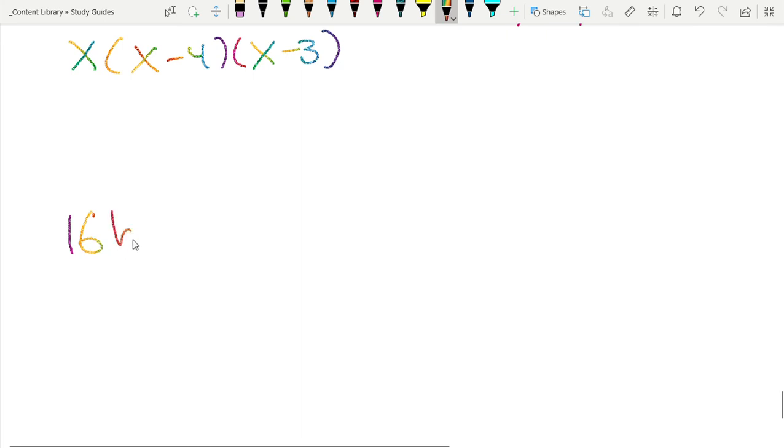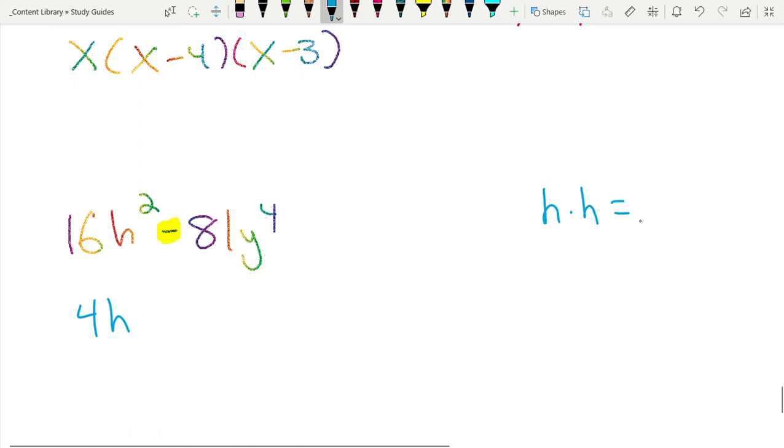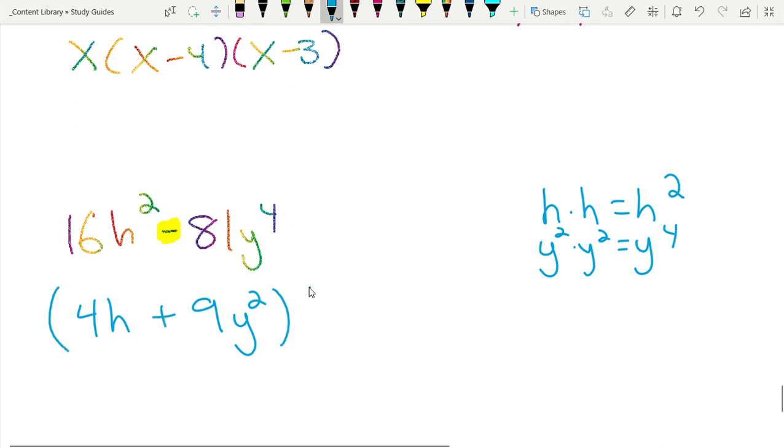18, we have 16h squared minus 81y to the 4th. We look for a GCF. We don't have one. Diamonds, no. Factor by grouping, no. But what we do have, again, is a difference of squares. Because the square root of 16 is 4. Square root of h squared is h, because h times h is h squared. Square root of 81 is a 9. Square root of y to the 4th is y squared, because y squared times y squared is y to the 4th. We make one a plus, and then in our other one, we make a minus.